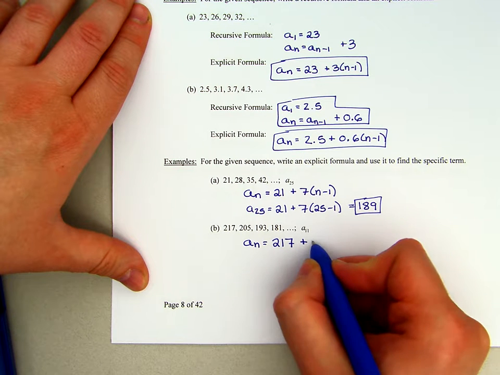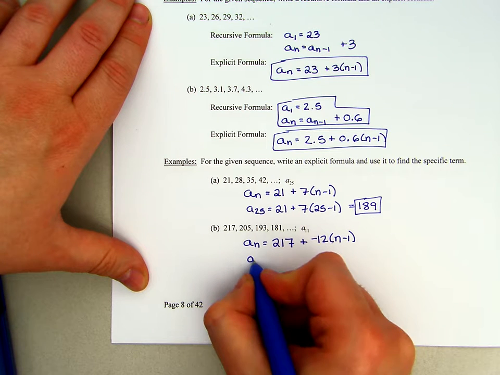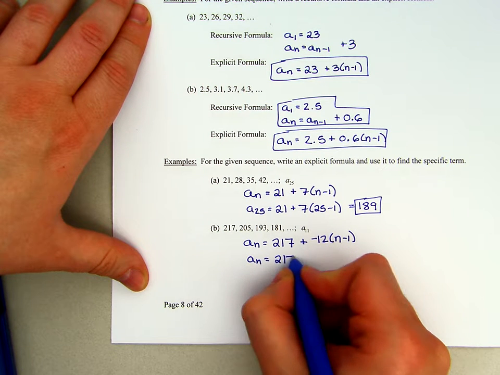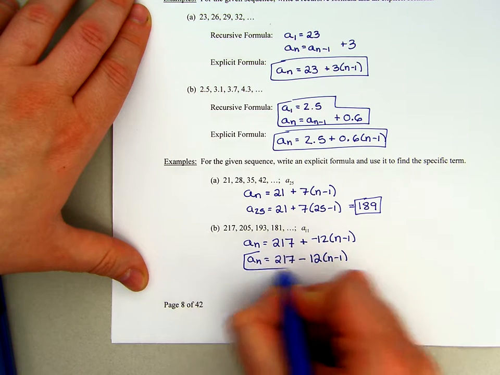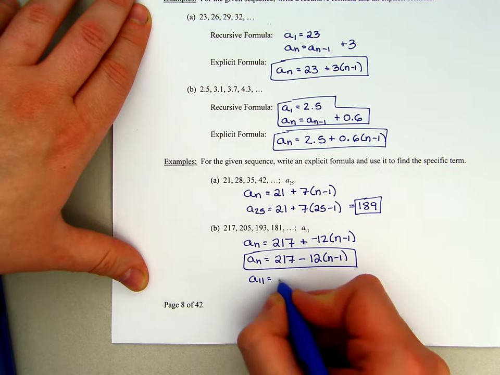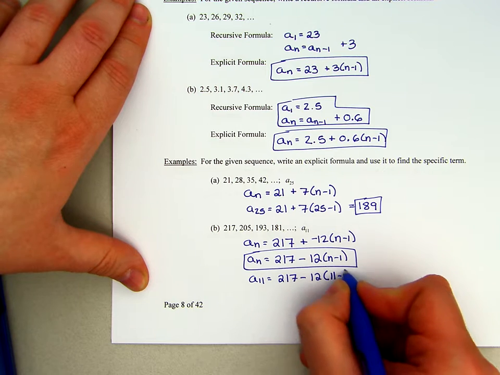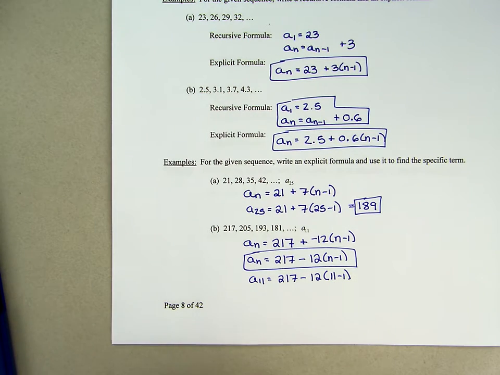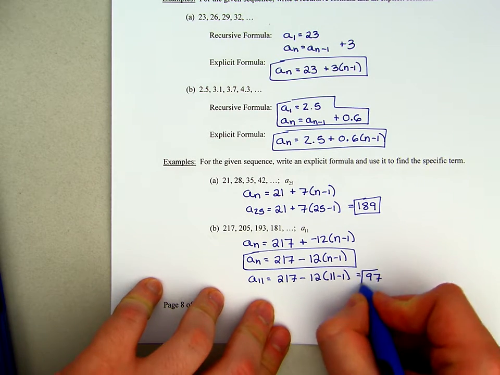Common difference here is negative 12, so I could say plus negative 12 times n minus 1. I might as well just simplify it, though, to 217 minus 12 times n minus 1, and that's my explicit formula. Plug in your 11, 217 minus 12 times 11 minus 1, type it in, and we should get 97 for our 11th term.